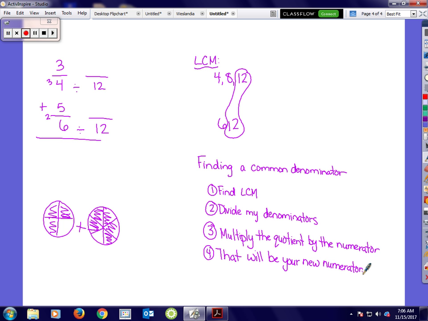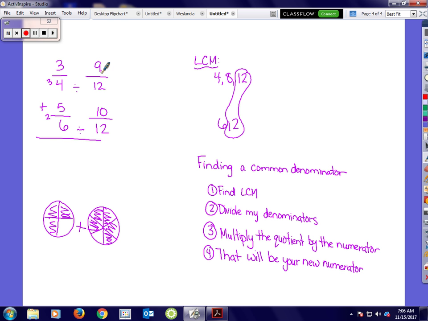So 2 times 5 is 10. And that's my new numerator. 3 times 3 is 9. That is my new numerator. So what this is telling me is 3/4 is equivalent to 9/12, and 5/6 is equivalent to 10/12.